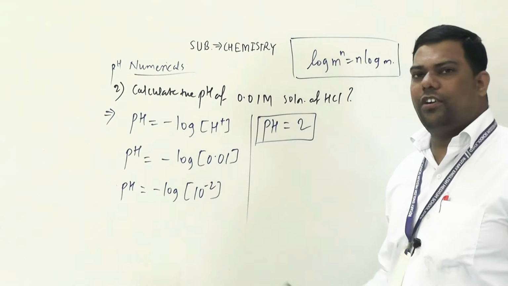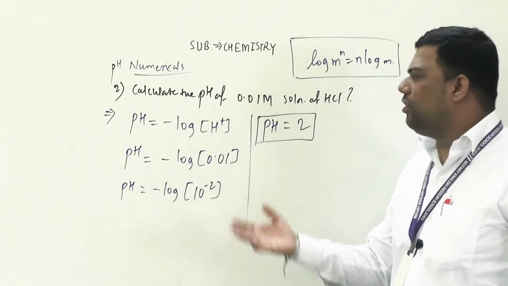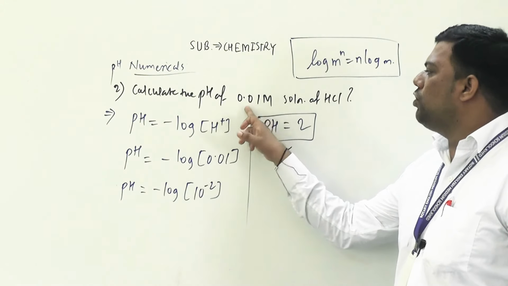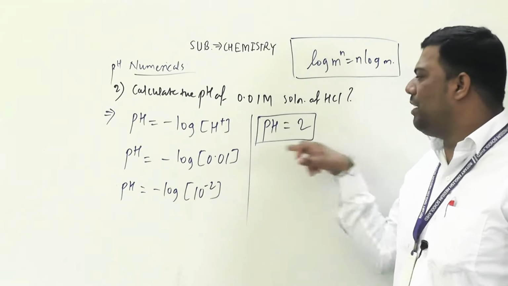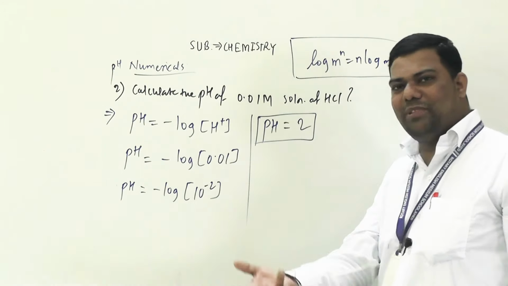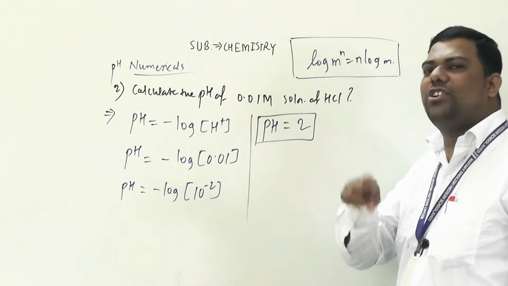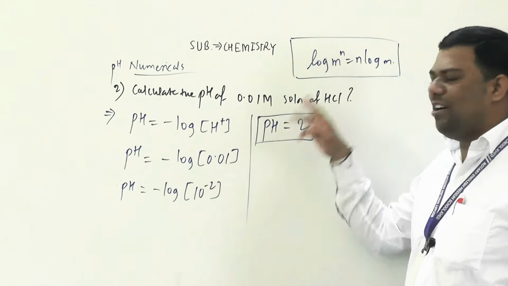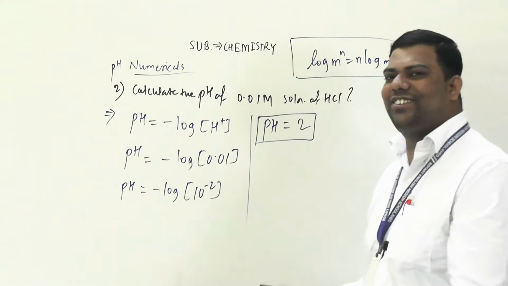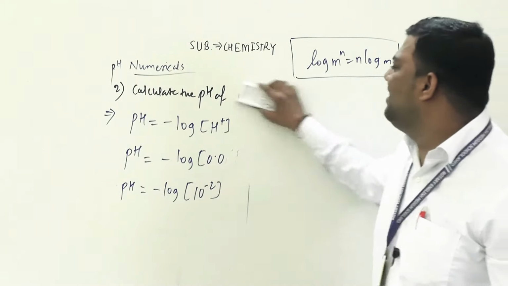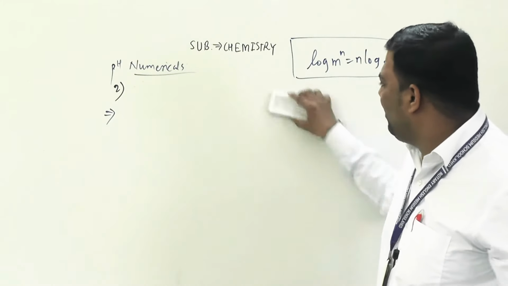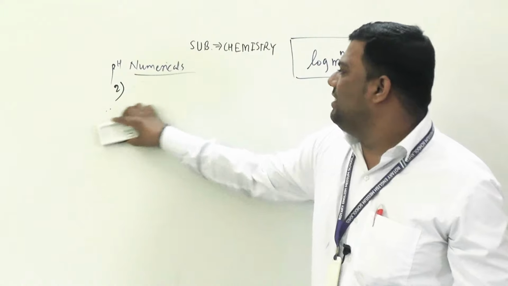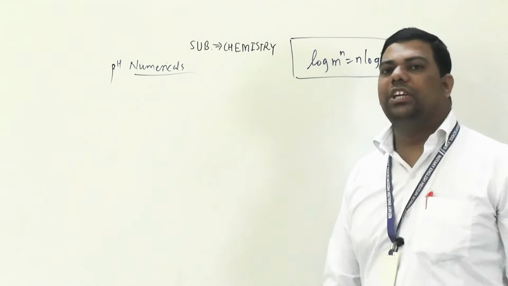Suppose you want to find the pH for a concentration of 0.001. What will come? 10 raised to minus 3. So that 10 raised to minus 3 becomes what? 3. So the pH of that particular HCl solution, 0.001, is equal to 3. Like that, there are simple numericals. Don't worry for this exam. In your 10th exam it will not come, but you must know some simple pH values.